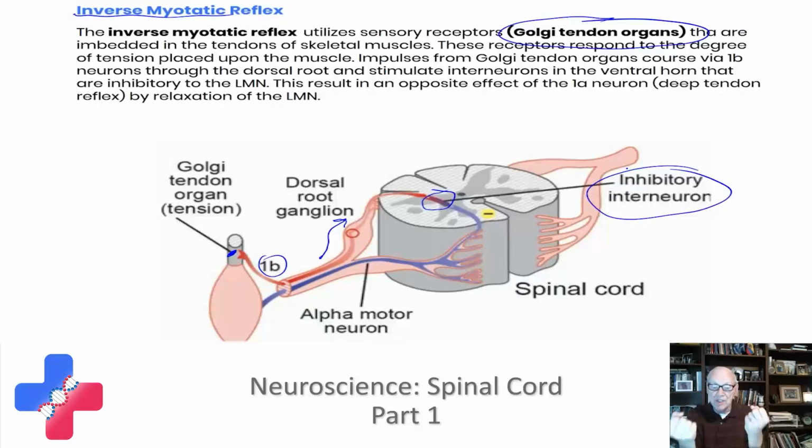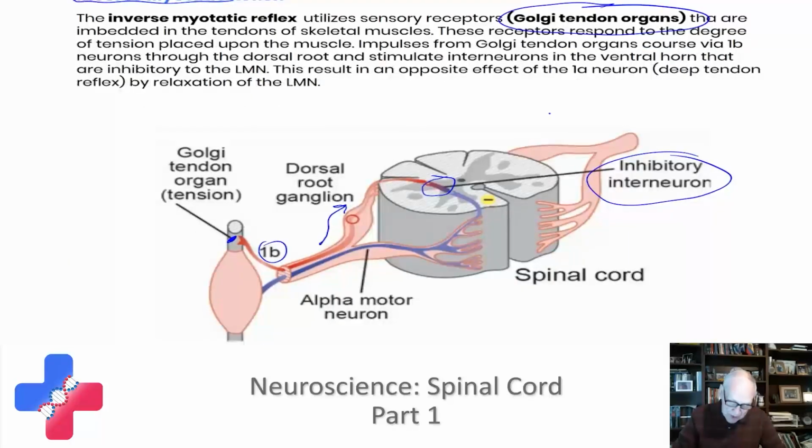So when the Golgi tendons reach their threshold, they fire. And what do they do? Via the 1B, they shut down the lower motor neurons, and the weightlifter looks like he drops the weights, but he really didn't have anything to do with it. Cortically, notice the weights crashed to the floor because all lower motor neurons were shut down. So the inverse reflex is protective for the actual muscle itself.